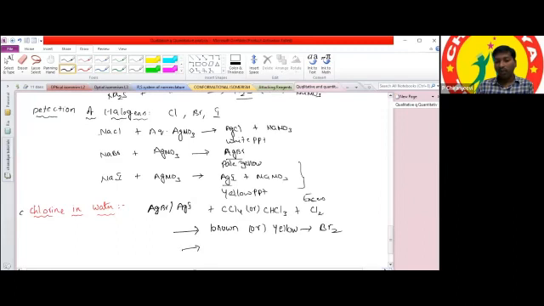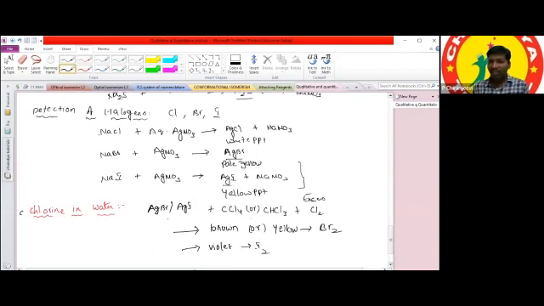Or if you get a violet color, that indicates the presence of iodine. If you get a violet color, it indicates the presence of iodine. So these are the confirmation tests.